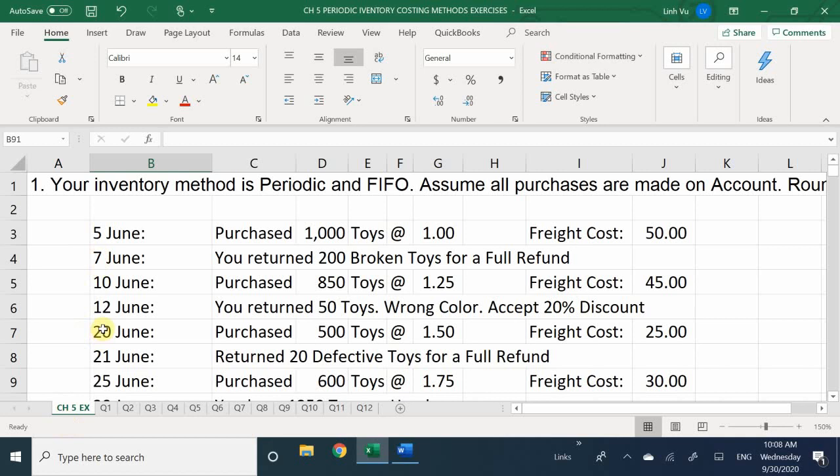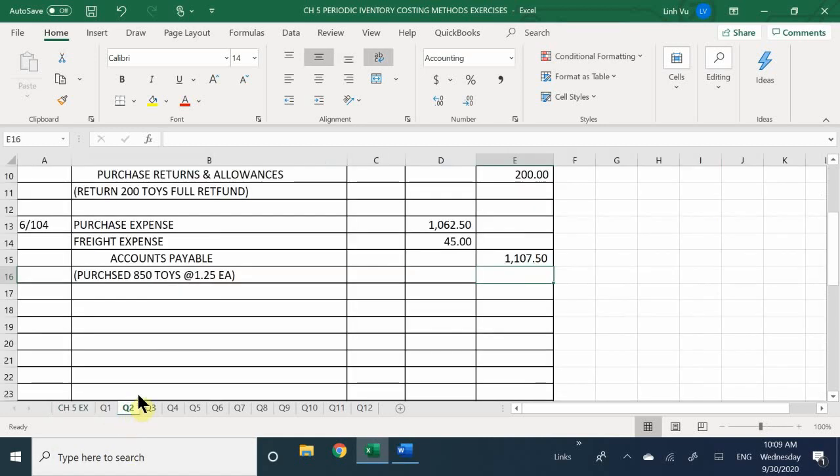Then what happened on June 12th is you returned 50 of those toys because they were the wrong color. However, you accepted a 20% discount. So the vendor convinced you somehow to keep those toys even though they were the wrong color, and they convinced you to take a 20% discount, and you accepted. So for these 50 toys, and this was on June 12th, assuming that this was from the previous batch.